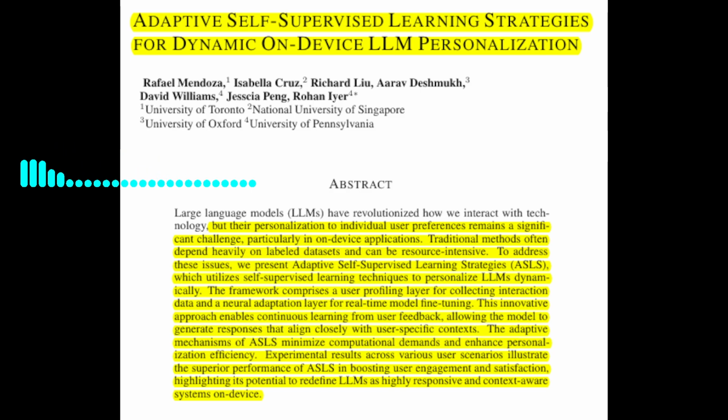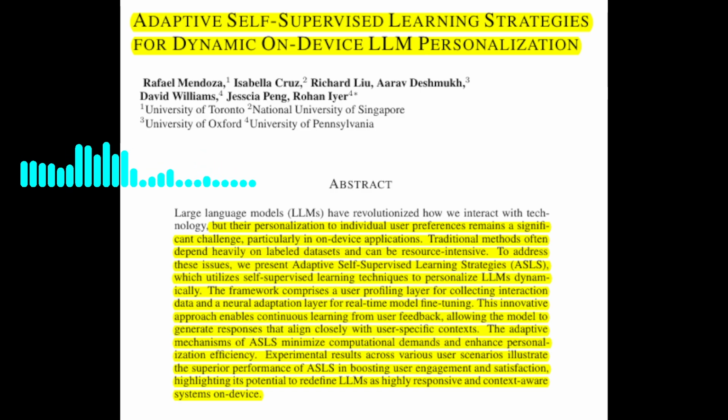It's interesting. How does ASLS ensure that the model adapts efficiently without requiring excessive computational resources? ASLS incorporates adaptive mechanisms that minimize the computational overhead associated with personalization. The paper highlights that these mechanisms are particularly important for on-device applications where computational resources are often limited. The authors claim that ASLS can achieve significant personalization gains with minimal computational cost.